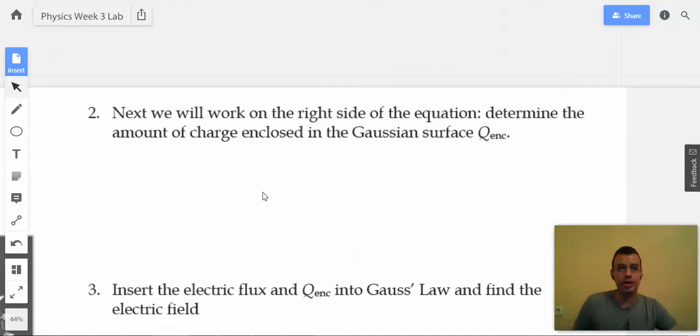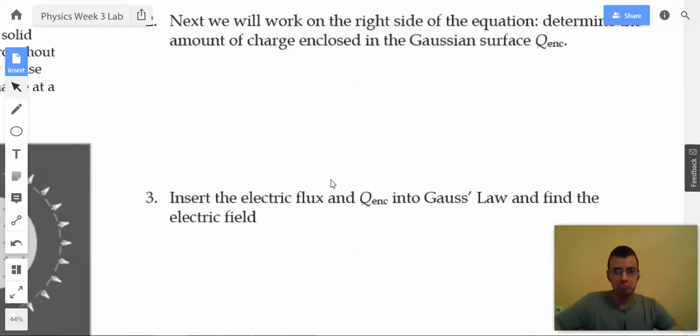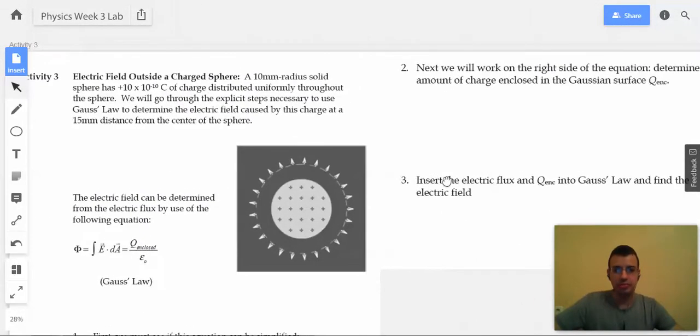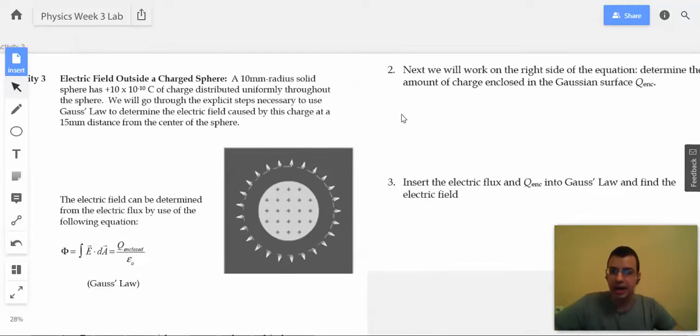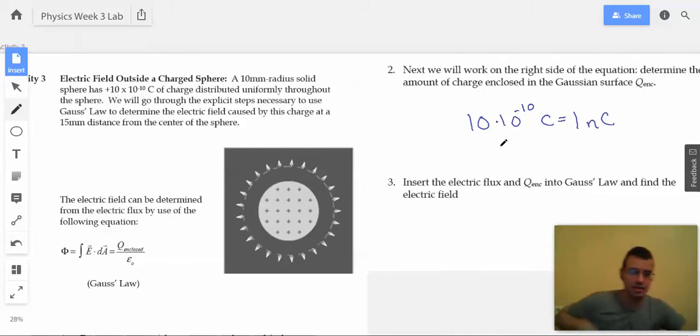Next, we will work on the right side of the equation to determine the amount of charge enclosed in the Gaussian sphere. We know that Q enclosed is 10 times 10 to the negative 10th coulombs, which equals 1 nanocoulomb, or 1 times 10 to the negative 9th, yes.